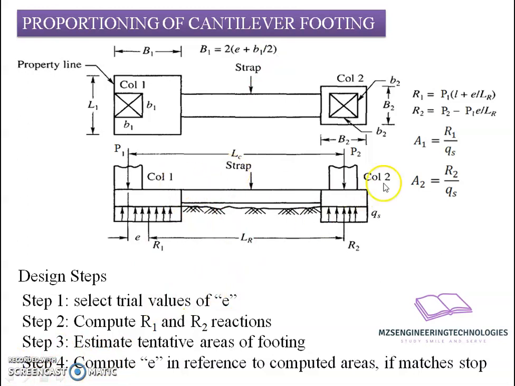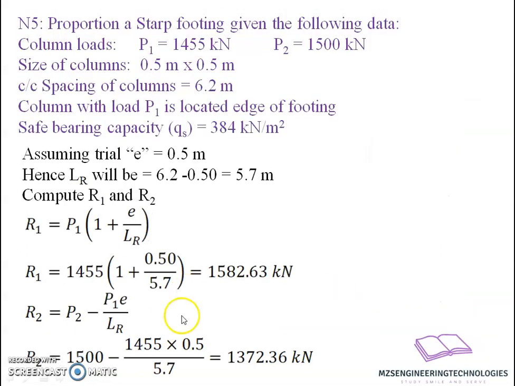Once we have computed the tentative areas A1, A2, then we will go for computation of E once again. And we'll say that the reference E which we have considered is similar to what we have computed from the computed areas. If they match, we'll stop the design process. This is a comparative iterative process as compared to other footing proportioning. Let us move towards a numerical.